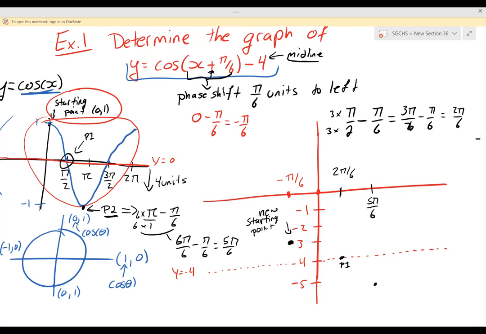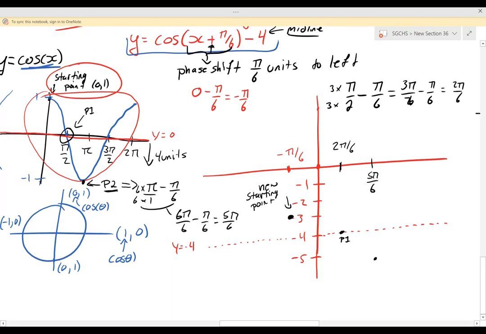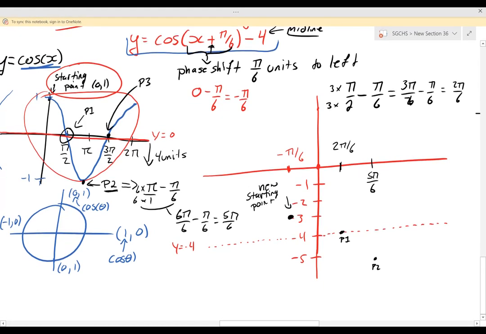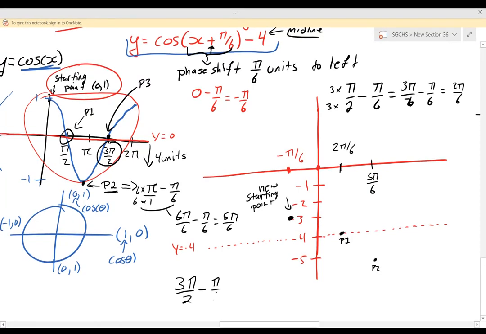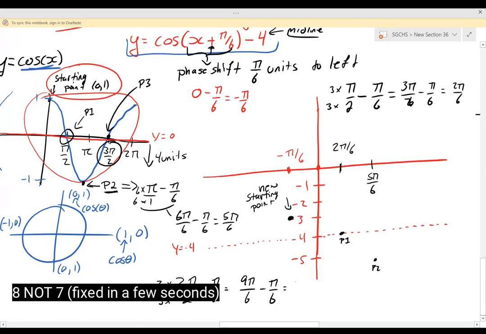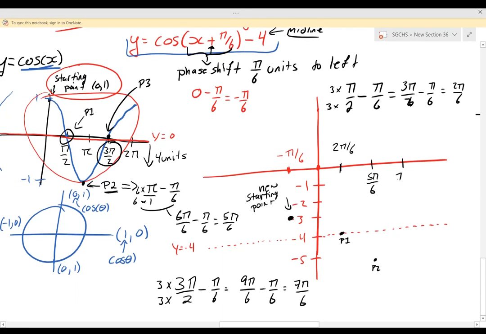Okay, so we're starting to create our curve a little bit better here. And we're going to repeat this process here. So now this is 0.2 that we found. What about 0.3? Well, remember, 3 pi over 2, which is here, that shifted over pi over 6 units left. So minus pi over 6, multiply the top and the bottom by 3 to get common denominators. So you get 9 pi over 6 minus pi over 6. So that will give me 7 pi over 6. So 7 pi over 6 is found here.